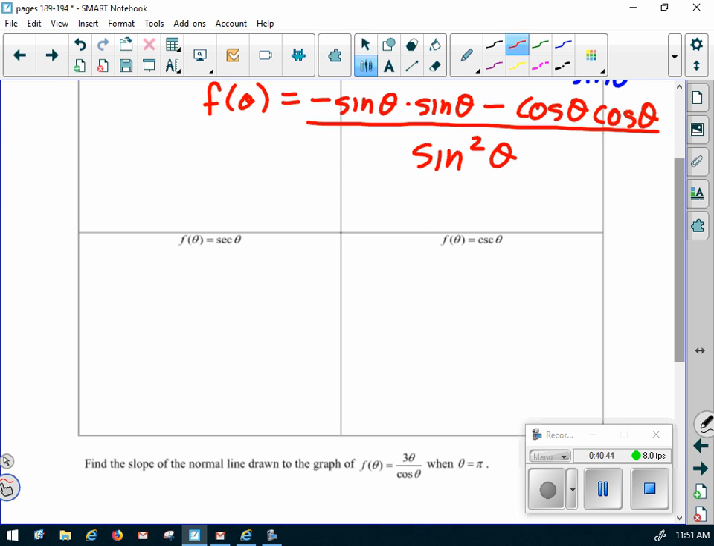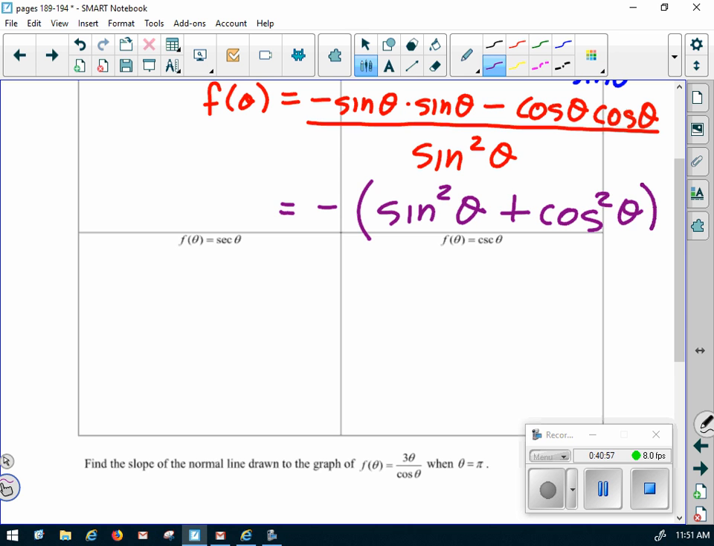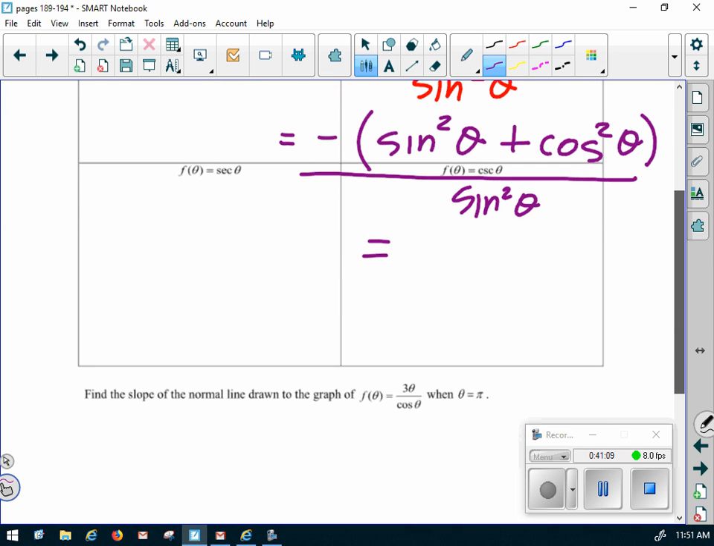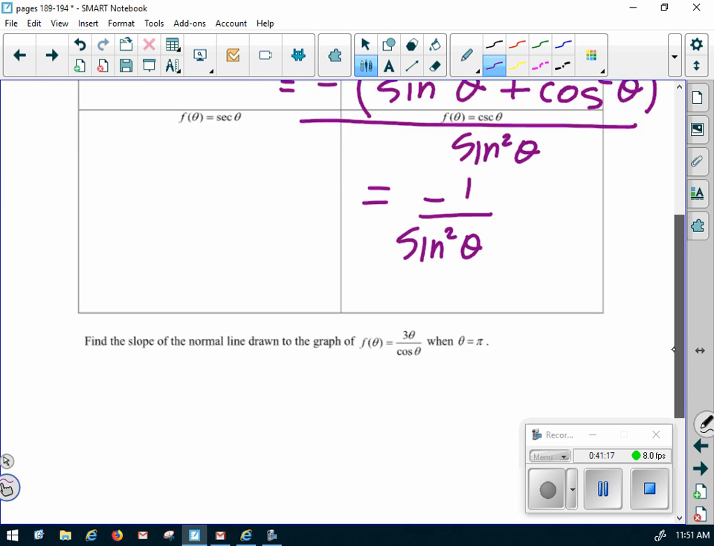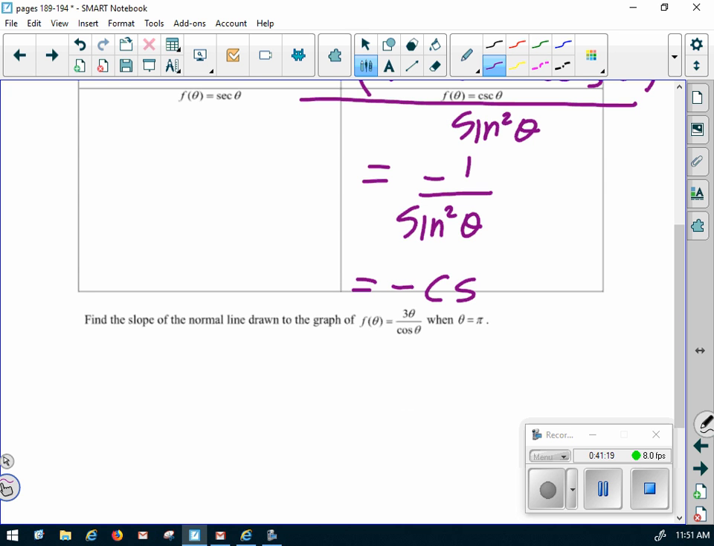Negative what? Negative 1 over sine squared theta. Negative cosecant squared theta.